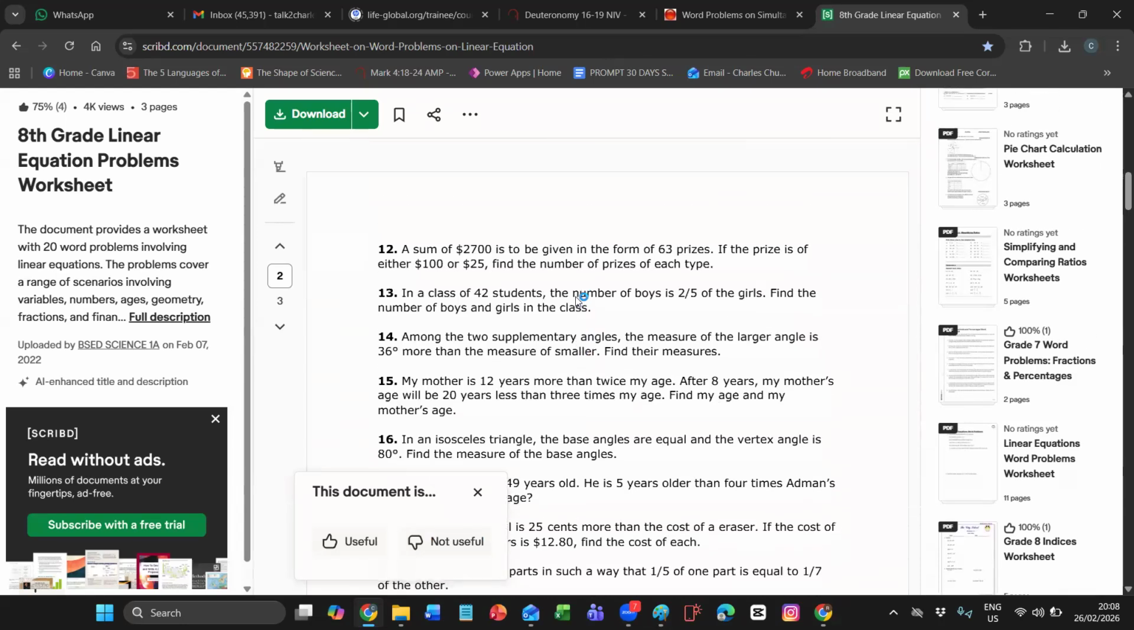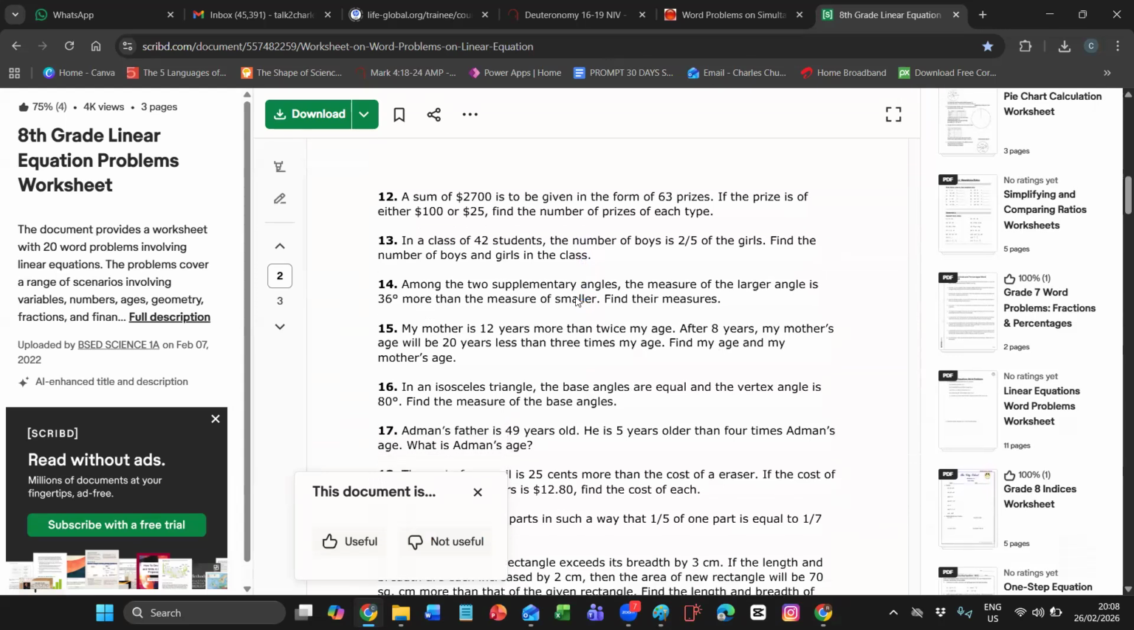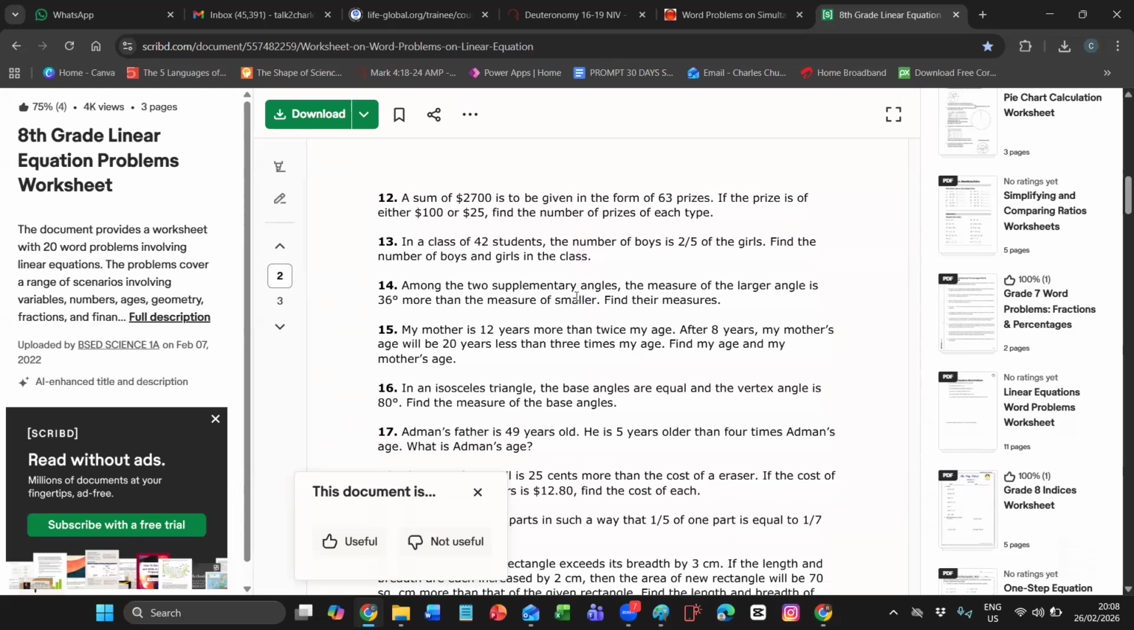Okay. All right. So number 12. Can you see number 12? Yes. Okay. So number 12 says a sum of $2,700 is to be given in the form of 63 prizes. It now says if the prize is of either $100 or $25, find the number of prizes of each type.